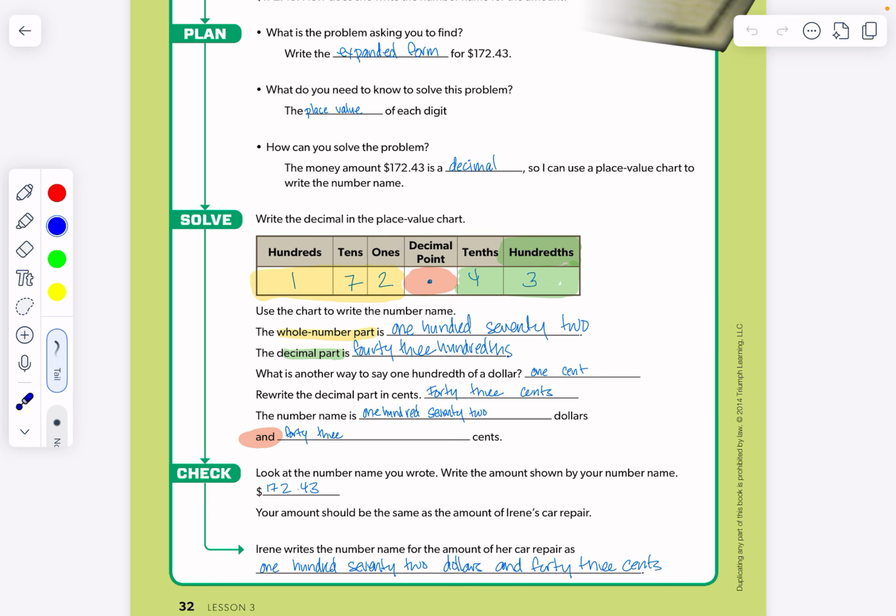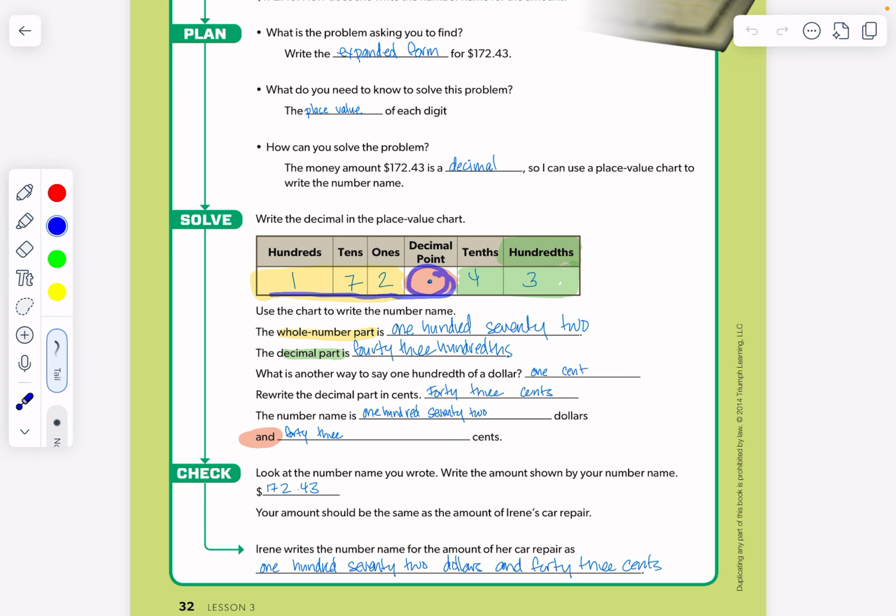And because the last digit, which is 3, ends in the hundredths place, we need to account for that place value by saying its name. So we want to say 43 hundredths. So this entire number is read as 172 and 43 hundredths.